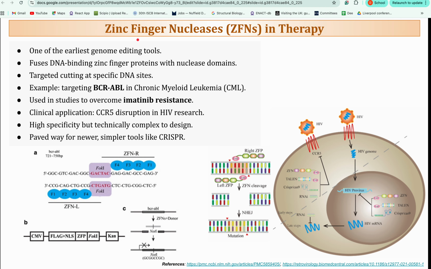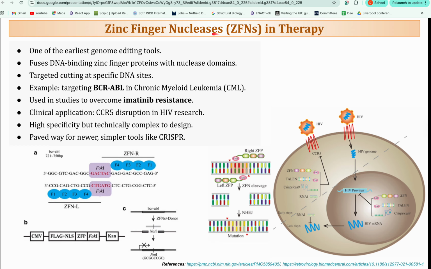So in the previous sessions, in previous week sessions also, we have individually gone through zinc finger nucleases, TALENs, and CRISPR-Cas9. So once again, we'll go briefly into all of them. Zinc finger nucleases were one of the earliest genome editing tools, and we have seen that they fuse the DNA binding zinc finger proteins with the nuclease domain. So zinc finger nucleases are the nucleases which cleave the DNA.